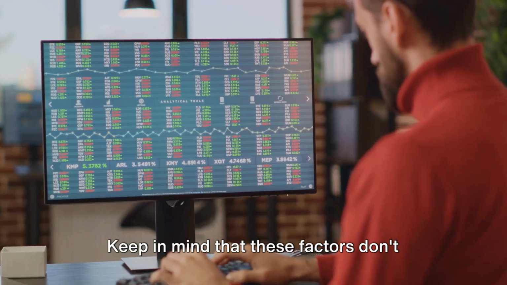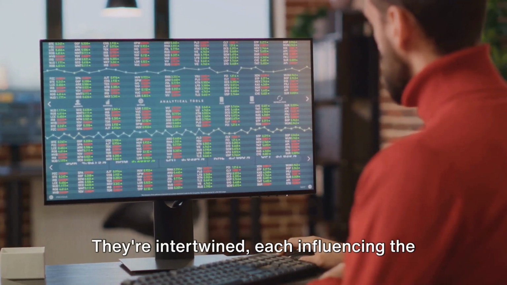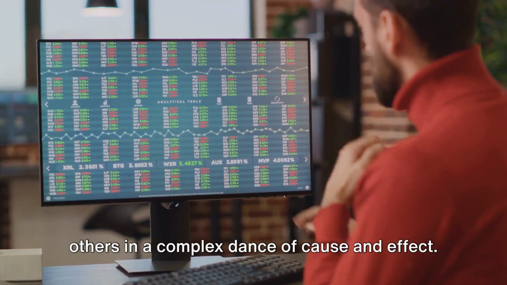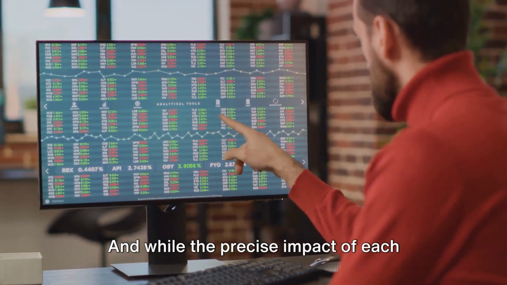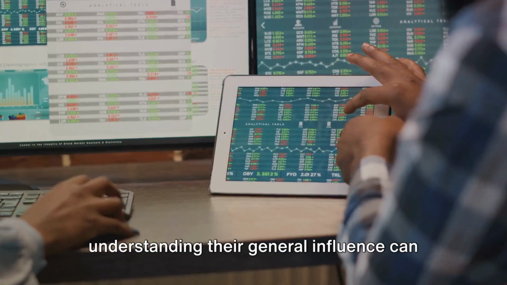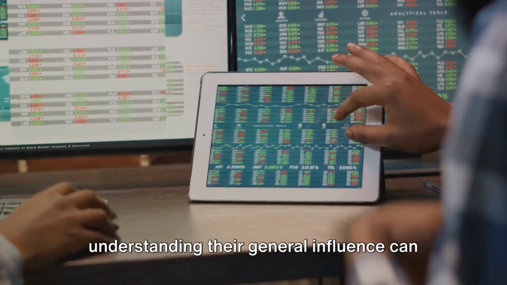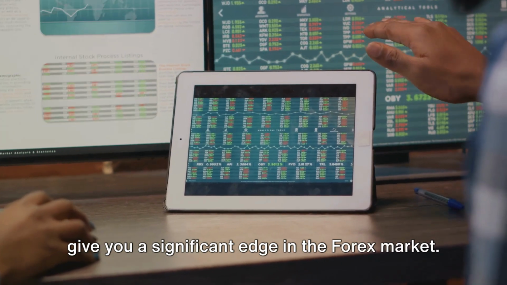Keep in mind that these factors don't operate in isolation. They're intertwined, each influencing the others in a complex dance of cause and effect. And while the precise impact of each factor can be hard to predict, understanding their general influence can give you a significant edge in the Forex market.